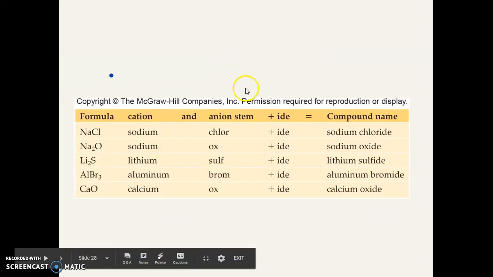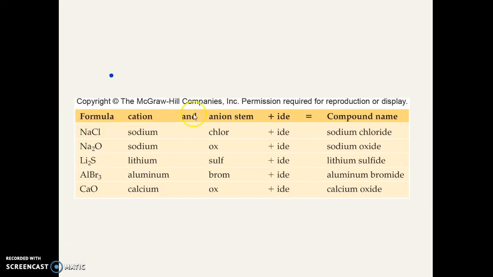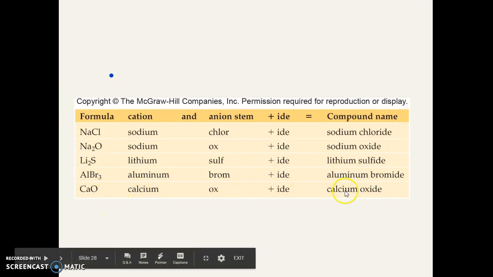So looking at some of these examples, here is the cation name for sodium, and then the anion name would be chlorine, but you change it to chloride. And when you put them together, you get sodium chloride. Here's sodium oxide, lithium sulfide, aluminum bromide, calcium oxide.